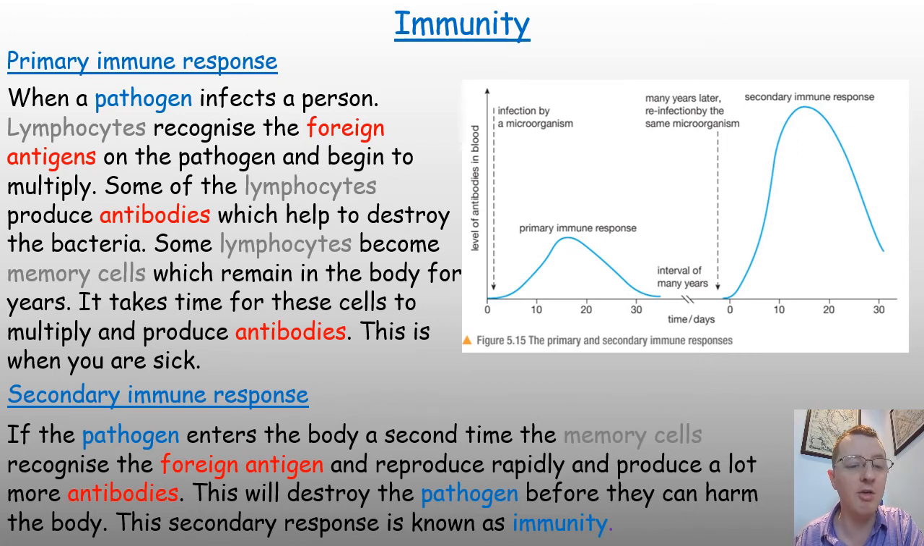The secondary immune response: if the pathogen enters your body for a second time, the memory cells recognize the foreign antigen and reproduce rapidly, that's a key mark in your exam, and produce a lot more antibodies, and this will destroy the pathogen before they can harm the body. This secondary response is known as immunity.